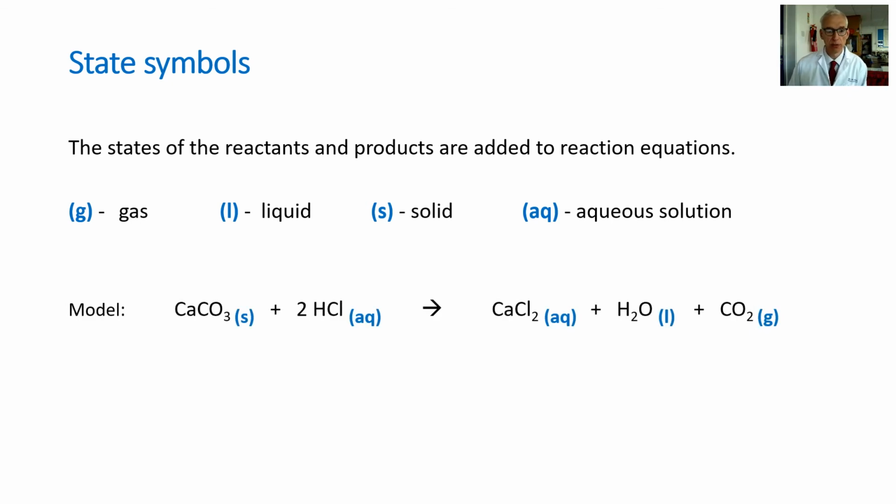So calcium carbonate here is of course a solid. HCl, hydrogen chloride, is an aqueous solution, otherwise known as hydrochloric acid. Calcium chloride forms an aqueous solution, we are told, because of the state symbol. Water is not written as a solution. Of course, it's a liquid in which other substances dissolve. It is a solvent. So liquid for water, and the gas carbon dioxide.